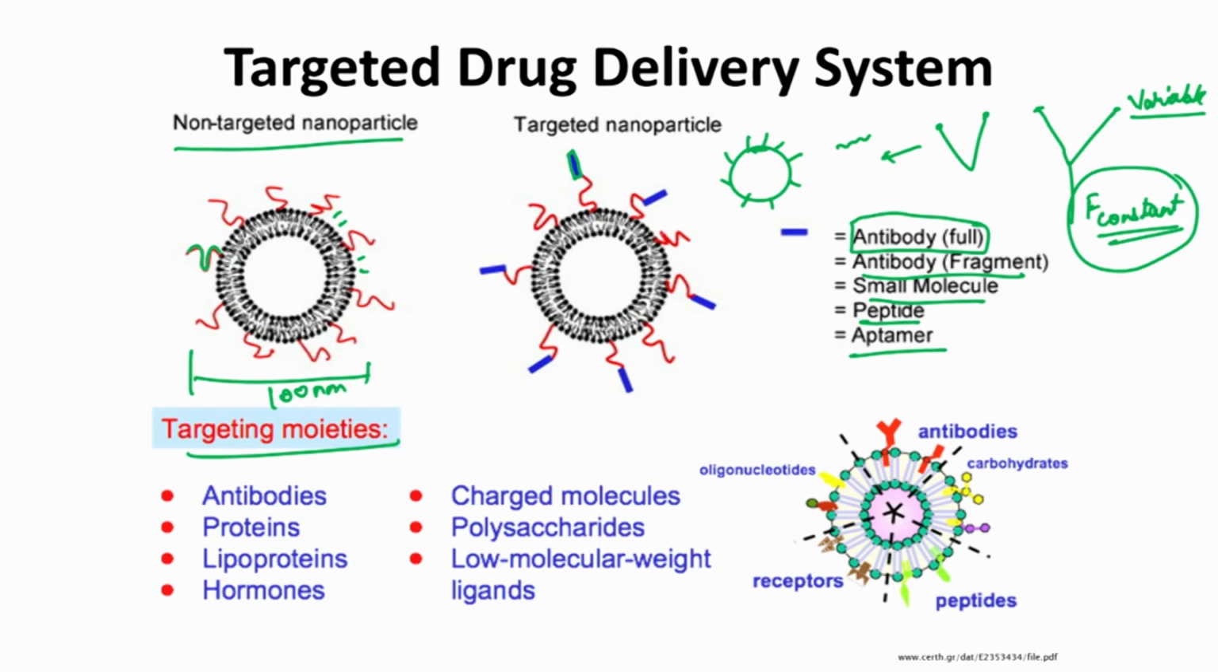So, all of these are targeting moieties that are fairly used. Antibodies, proteins, which is again, antibodies are a type of protein, you have lipoproteins, hormones, you can use charged molecules, and if you use charged molecule this is technically not an active targeting, this is passive targeting. You can use specific polysaccharides, some low molecular weight ligands, and as it is shown pictorially here you can mix and match them, the same particle can be put with 2 or 3 ligands to confer much more targeting to such particles.